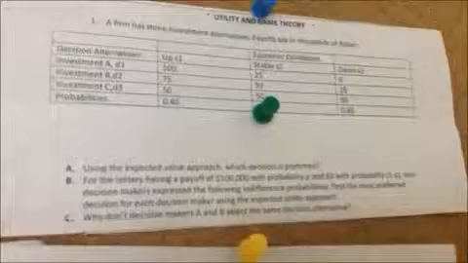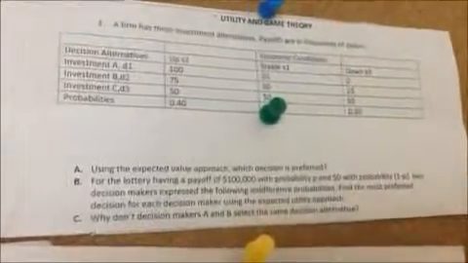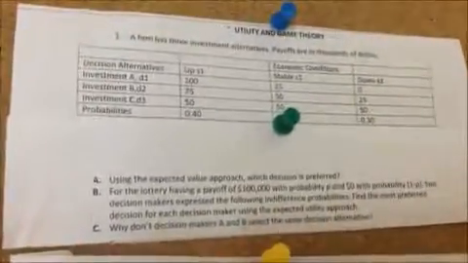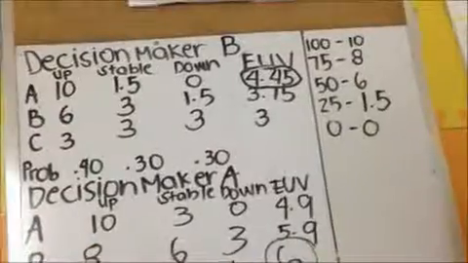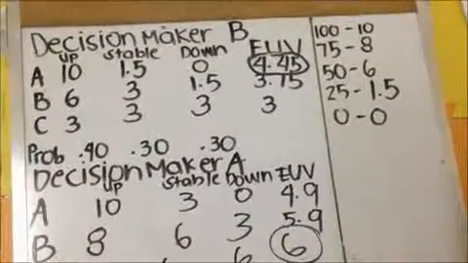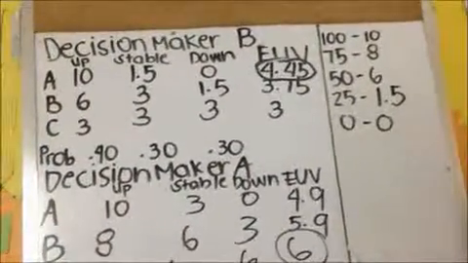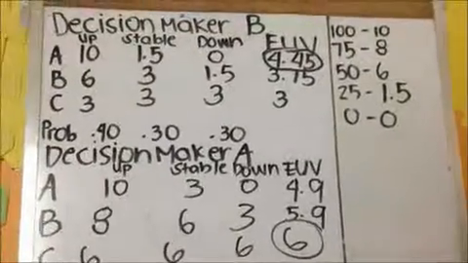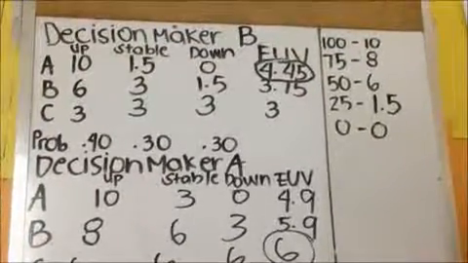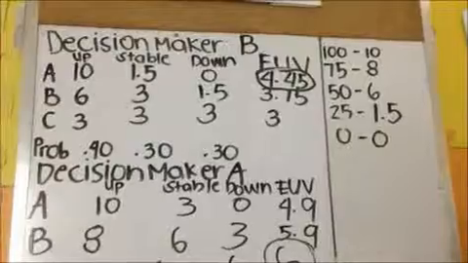For the question C, why don't decision makers A and B select the same decision alternatives? So they don't select the same because the EUVs are different. It means the decisions that would make them the highest profits are different from each other.